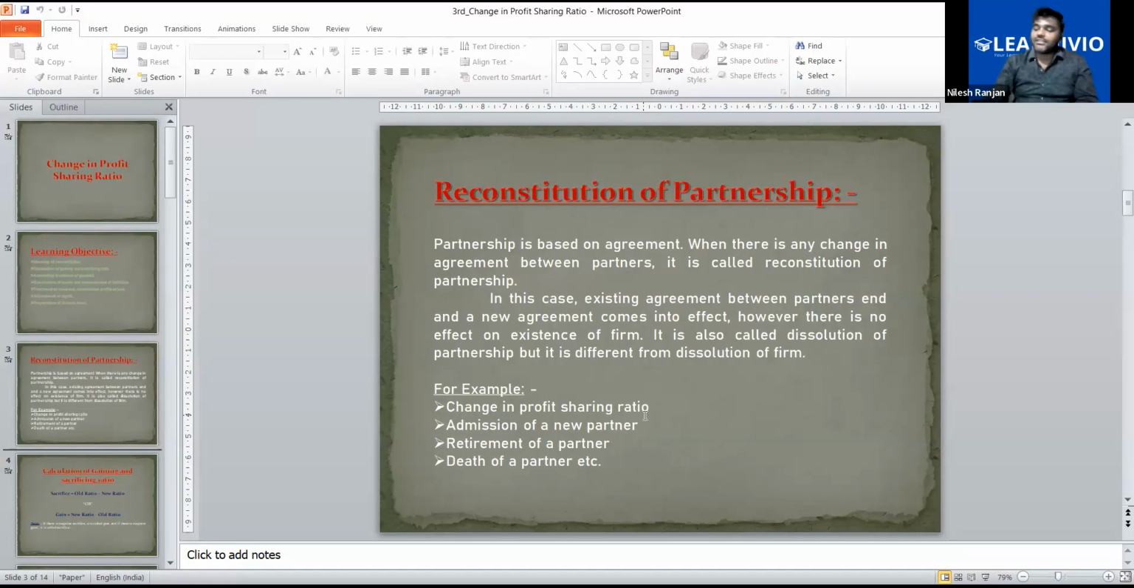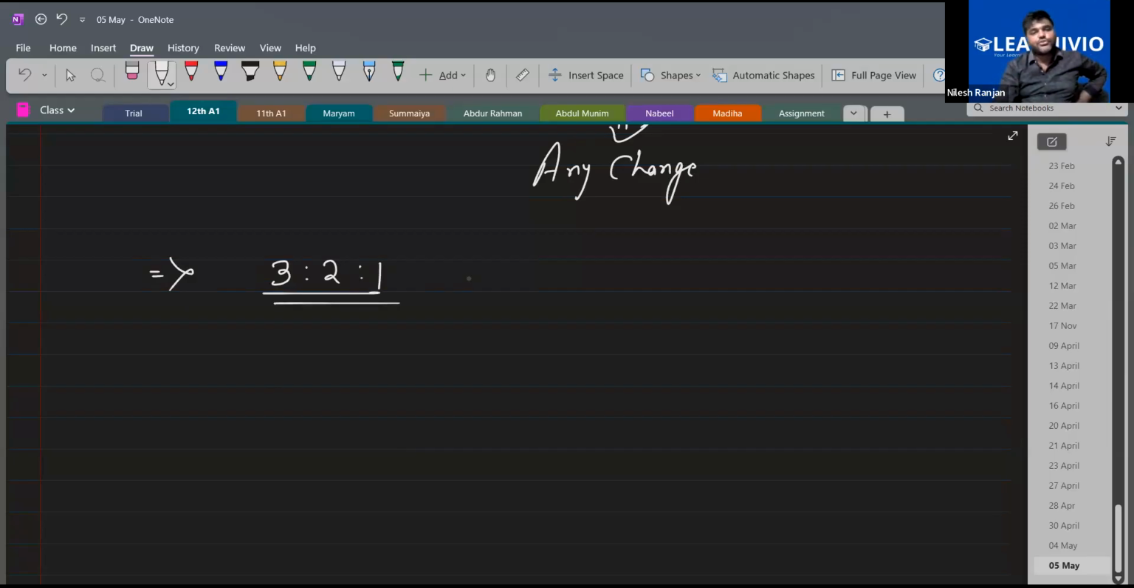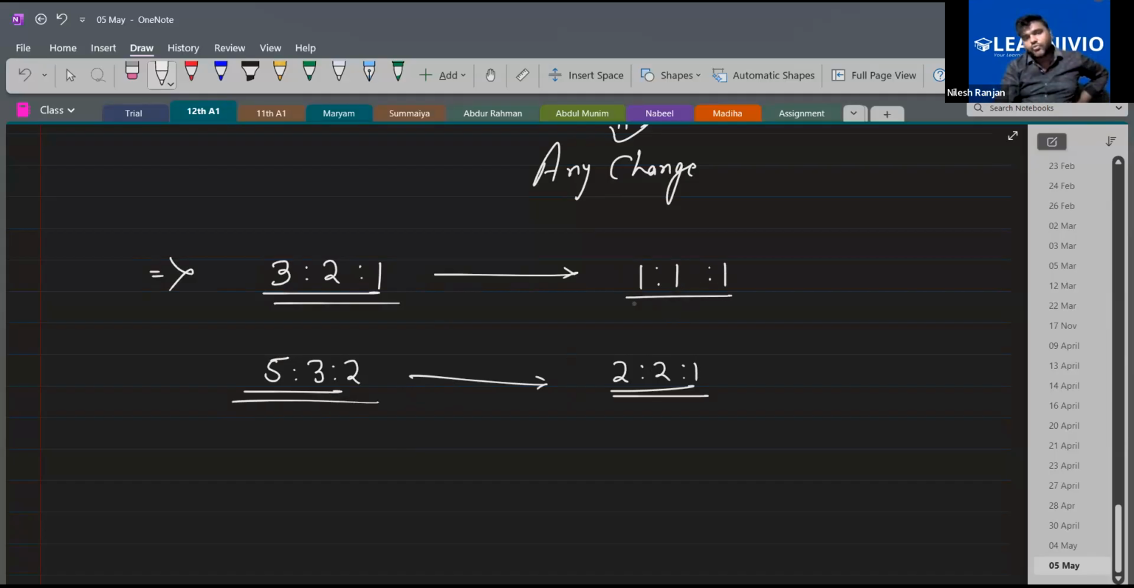Change in profit sharing ratio, the chapter name is obvious. So you are changing the relationship directly here. There is no other concept in this. There is no admission, retirement, or death. It is not indirect. You are changing the relationship directly. Let's say the profit sharing ratio is 3:2:1, and you want to make it equal. Let's say the profit sharing ratio is 5:3:2, and you want to make it 2:2:1. So in both of these situations, you are changing the profit sharing ratio.